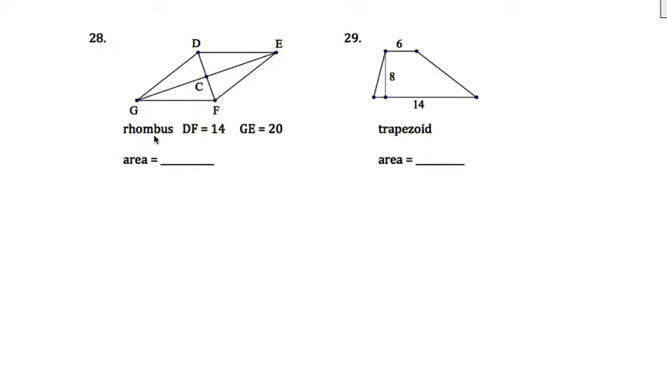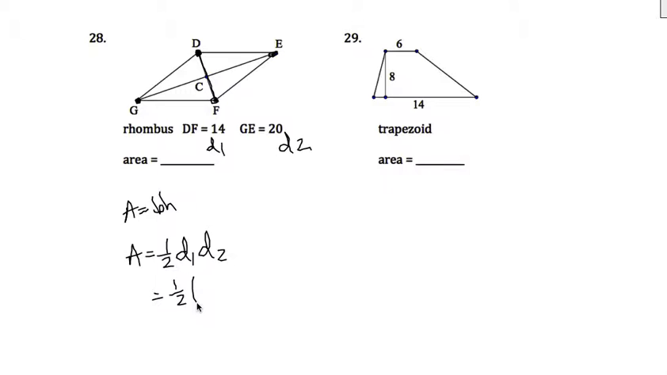Rhombus and trapezoid again. Still finding area, so the area formula for a rhombus, I could use area equals base times height. But remember that would have to be from the vertex, straight down, 90 degrees. That's going to be a very hard distance to find. So the other formula that we had for the rhombus was the area is equal to 1/2 the first diagonal times the second diagonal. So if it gives me that D to F is 14, that's diagonal 1. And from G to E, that's diagonal 2. So this is a very quick problem if you remember this formula.